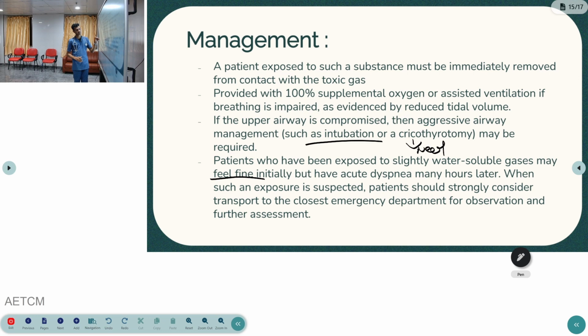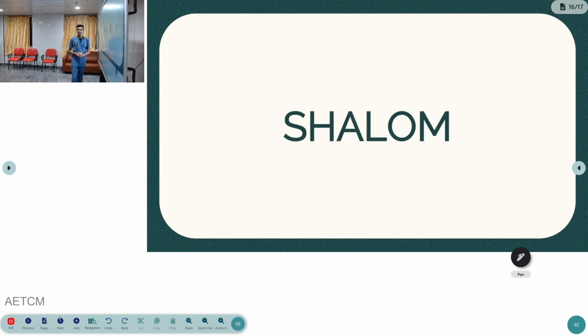So when such an exposure is suspected, the patient should strongly consider transfer to the closest emergency department for observation and further assessment. That is more important. If the person is refusing, clearly explain to the person and then try to transfer to the nearby ED for observation and further management. So do your best.